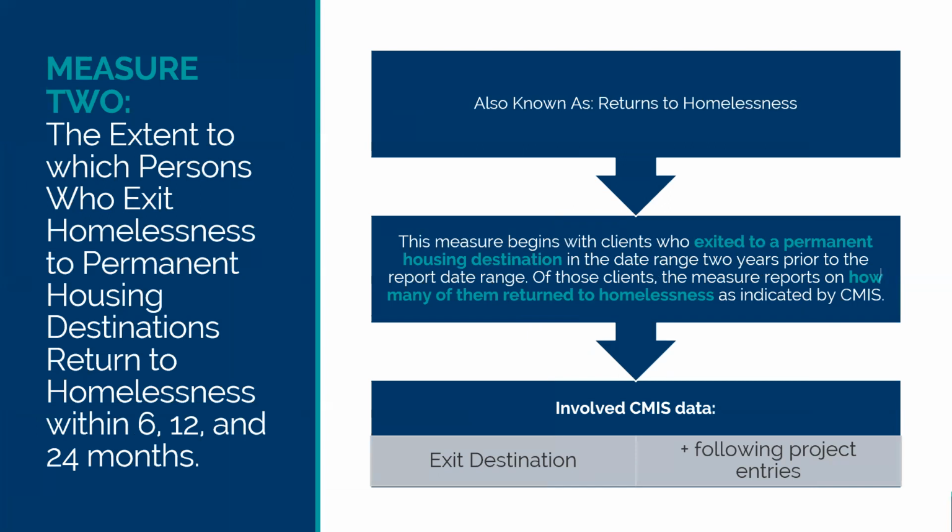Measure 2, the extent to which persons who exit homelessness to permanent housing destinations return to homelessness within 6, 12, and 24 months, looks at just that. We also refer to this as the returns to homelessness measure. This measure begins with clients who exited to a permanent housing destination in the date range 2 years prior to the report date range. Of those clients, this measure reports on how many of them returned to homelessness as indicated in the HMIS system. This measure is calculated through exit destinations and any following project entries that may occur.